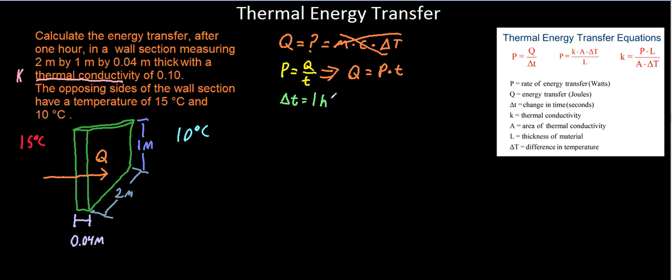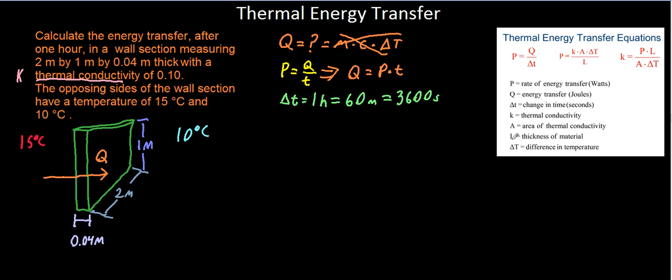Okay, and let's go ahead and convert that to minutes. So there's 60 minutes in an hour. And then we can go ahead and convert that to seconds, saying there's 60 seconds in every minute. So if it's 60 seconds per minute, 60 minutes, that's 60 times 60, which is 3,600 seconds. And so that's the change in time. Then we're also given a length, a width, and a thickness of a material.